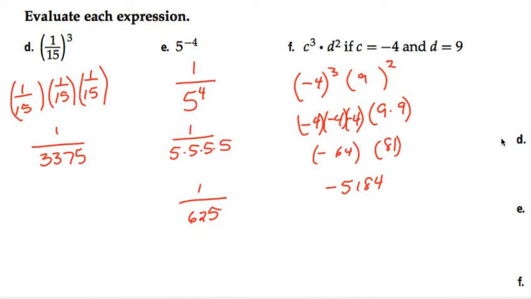So let's just double check our answers real quick. 1 over 3375, 1 over 625, and -5184. Not too bad.